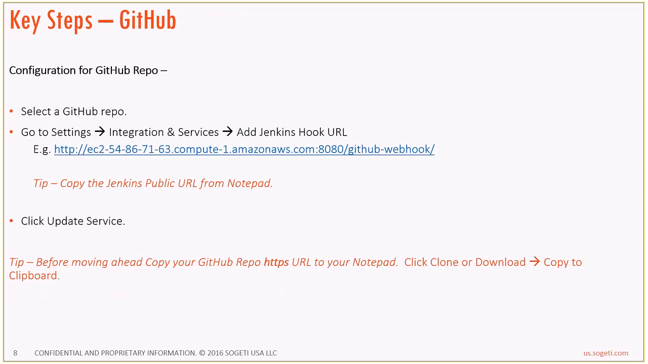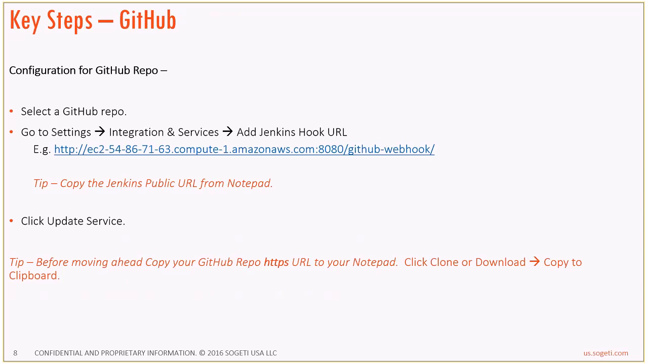Okay, and remember we had copied our public URL for our Jenkins server on our notepad in the previous steps for Jenkins server. That will come handy over here when you specify your URL on your GitHub repo. And then after you have done this, click on update service.